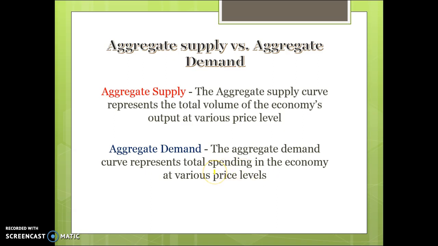The difference between aggregate supply and aggregate demand policies: aggregate supply represents the total volume of an economy's output at various price levels, whereas aggregate demand represents the total spending in the economy at various price levels. So one's the total volume of production at any different price level. Aggregate demand is the total level of spending at any given price level.